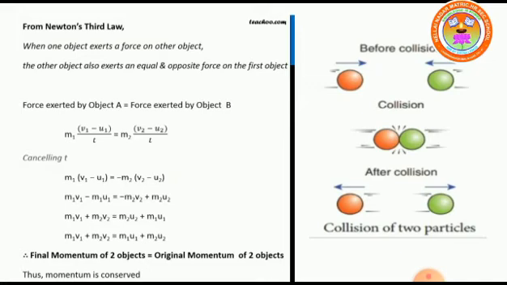So the final momentum of two objects, that is m1v1 plus m2v2, is equal to the original momentum of two objects. Thus momentum is conserved. So in the absence of an external force, the algebraic sum of the momentum after collision is numerically equal to the algebraic sum of the momentum before collision. Hence, the law of conservation of linear momentum is proved.